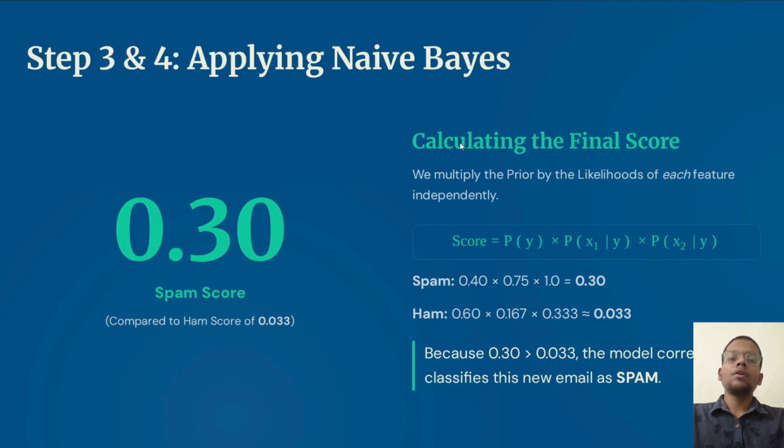Now the final step. We multiply the prior by all the likelihoods together. This is the naive independence assumption at work. Spam score is 0.30, but ham score is 0.033. Since spam score is greater than ham score, the model classifies this email as spam, and it is correct. Notice we didn't even need to compute P of x, the denominator, because it's the same for both classes. We just compare the scores directly.